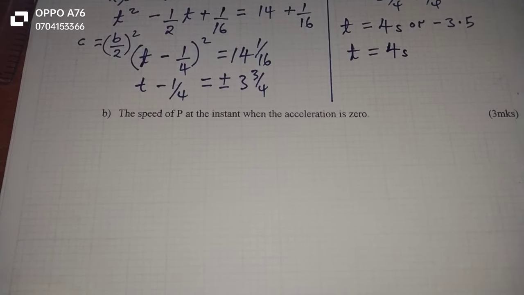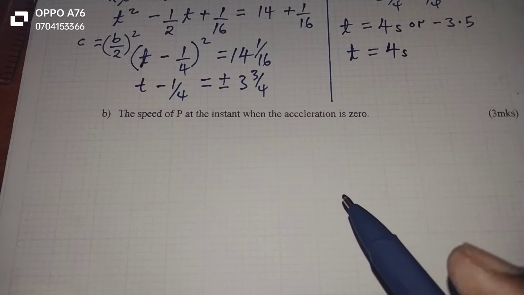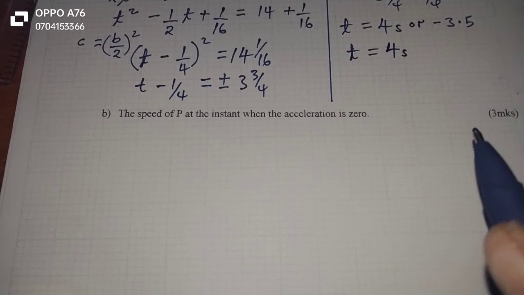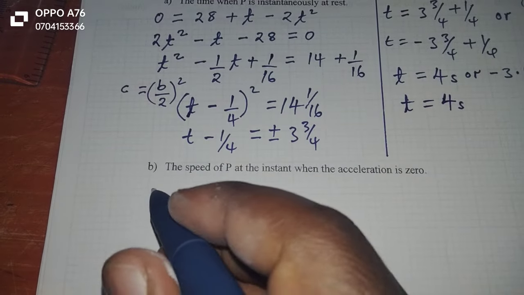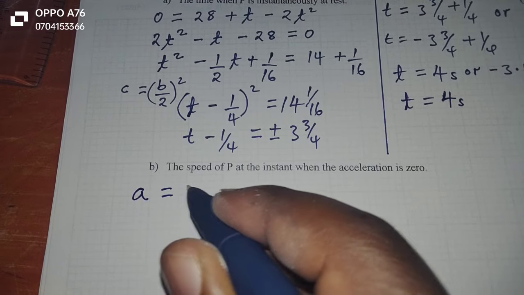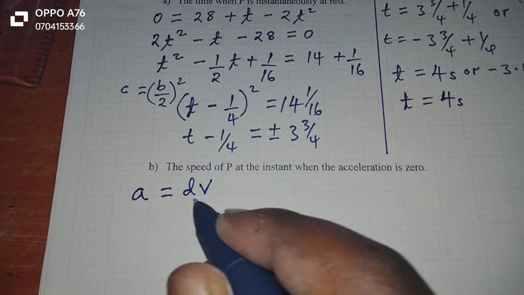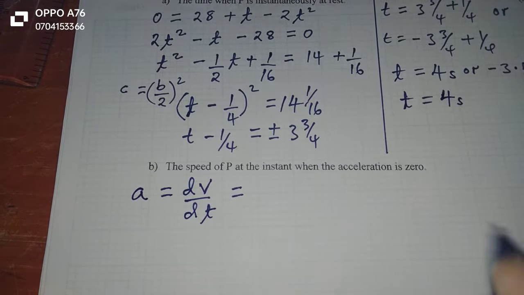We are also told to find in part B the speed of the particle P at the instant when the acceleration is 0. So first of all, we are going to find the acceleration function. We usually say that the acceleration function is given when the velocity function is differentiated with respect to time.